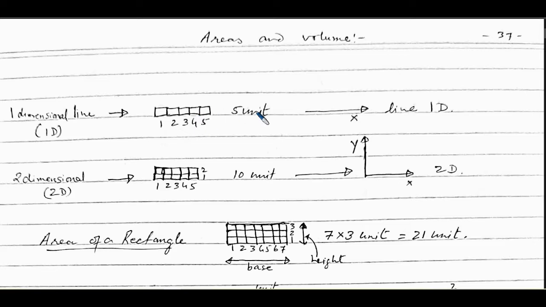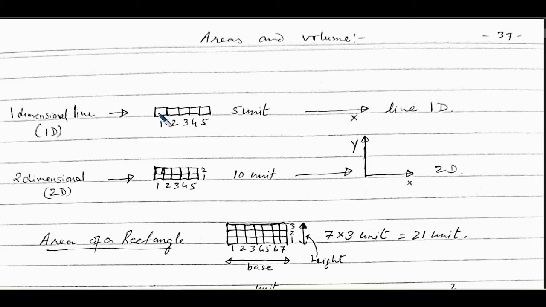Okay. So this is 5 units. I have put 5 blocks. I call this block a unit. So there are 5 units that have been placed. The unit can be anything: millimeter, centimeter, inch, foot. So if I have say a 1 centimeter block, then the length of this line will be 5 centimeter. If it is a 1 millimeter block, then the length of this line will be 5 millimeter. Okay. So this is a one dimensional line.